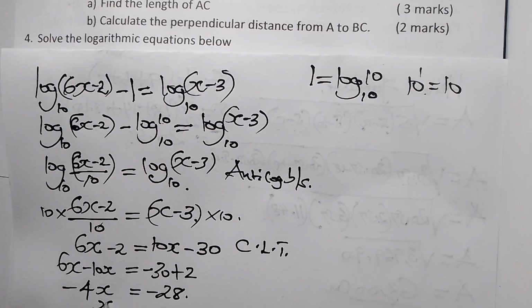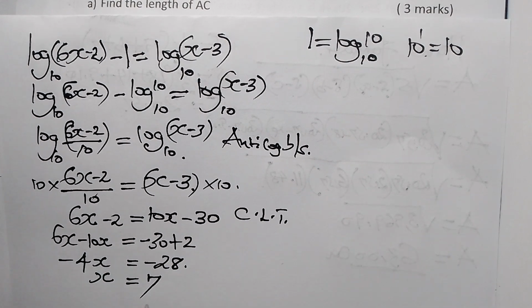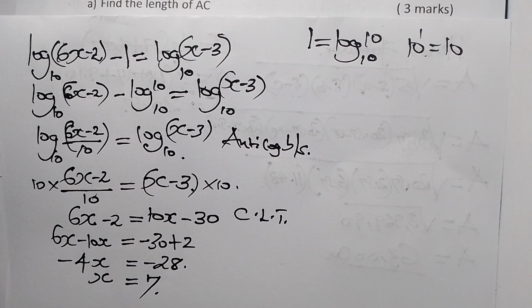So x alone, we divide both sides by negative 4. x will be given by negative 28 divided by negative 4, x will be given by positive 7. And that is your solution for that particular question.